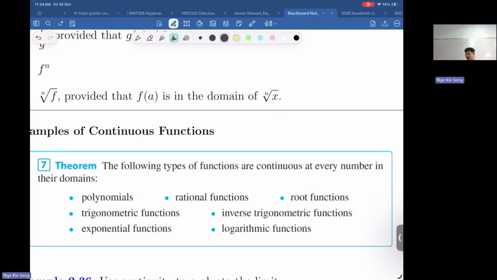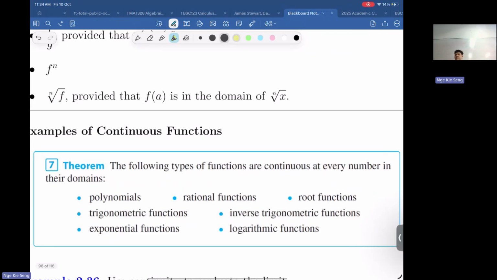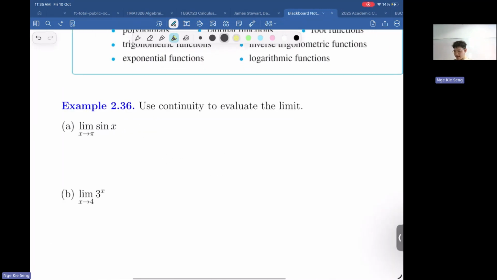So, for example, how do you know that all polynomials are continuous? First, you need to prove that y equals x is continuous. And then from there, you can build all the polynomials: x times x, then times a scalar, and add different degrees of x together. Okay, so what do we mean by that?